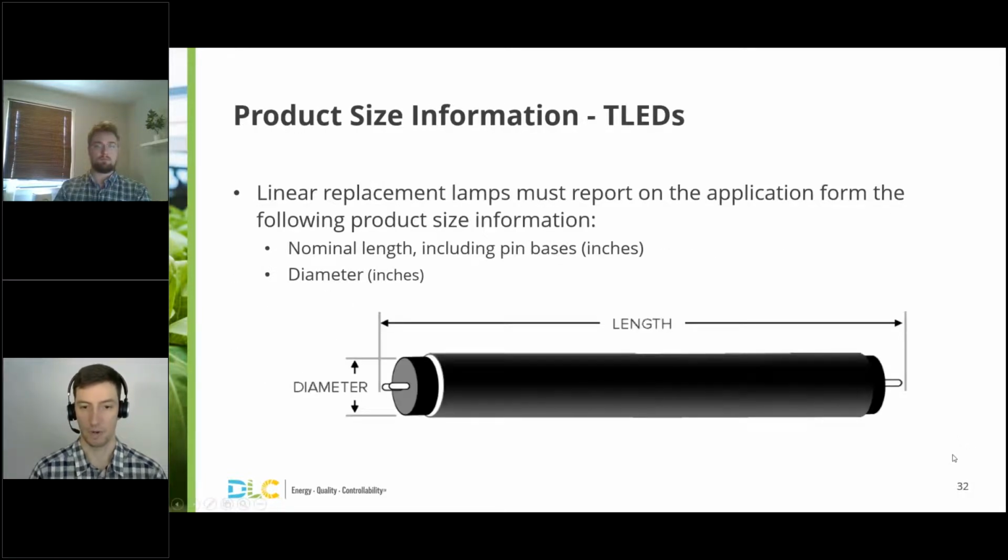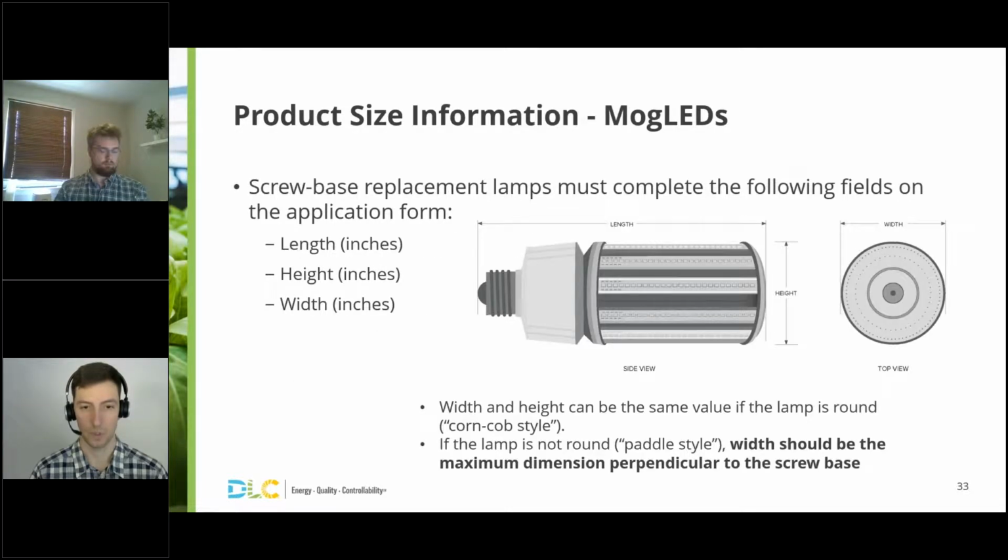So we have a very basic looking linear lamp there. They must provide the nominal length in inches, and this includes the pin base as well as the diameter of the tube. So we just want to be clear that it is nominal length, but we are talking about the pins as well. And then diameter is pretty typical, but I know LEDs can vary a little bit. So let's go on to the next slide for MOGLEDs.